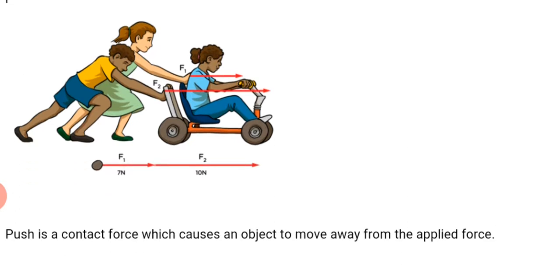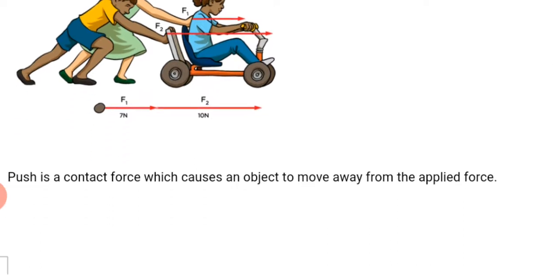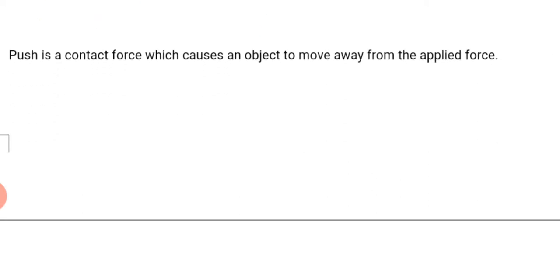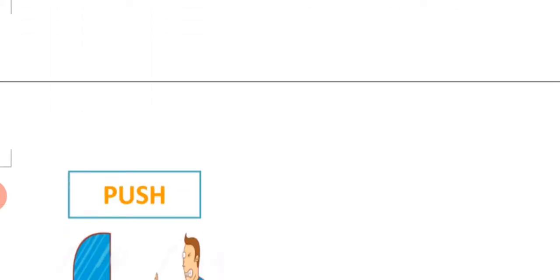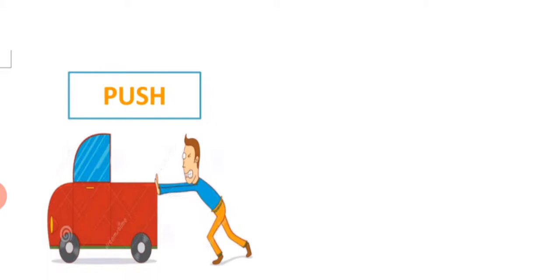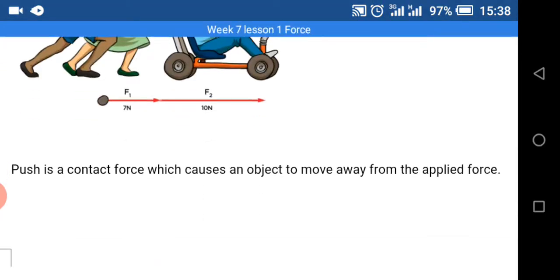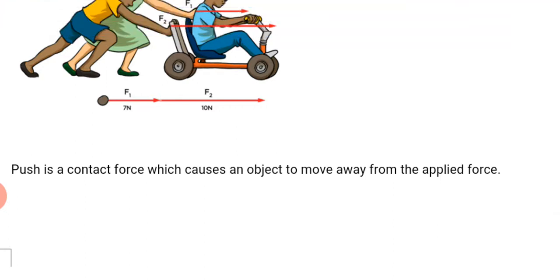And that will lead us to push, one of the examples of contact force. What is push? Push is a contact force which causes an object to move away from the applied force. For example, in the picture, a car has a little fault in starting up the engine, so the owner called on the people around to assist him to move it forward by pushing it. When they push it, the force makes that object move away from the applied force.